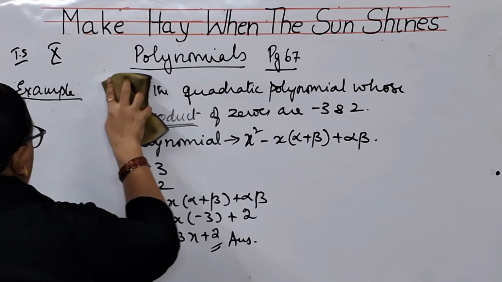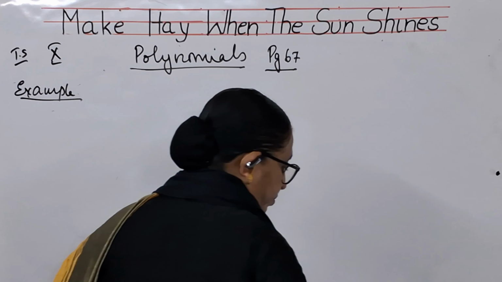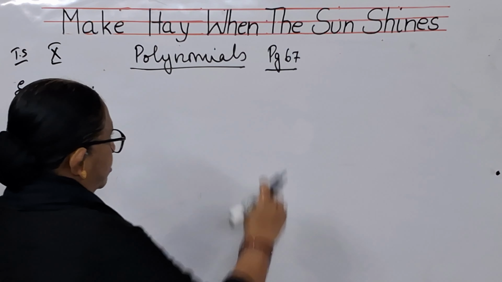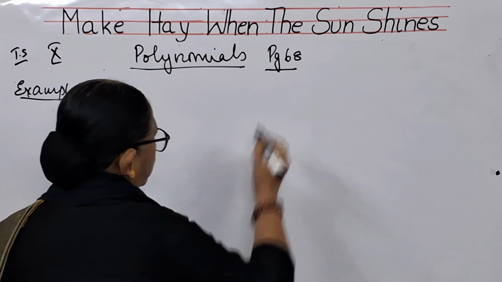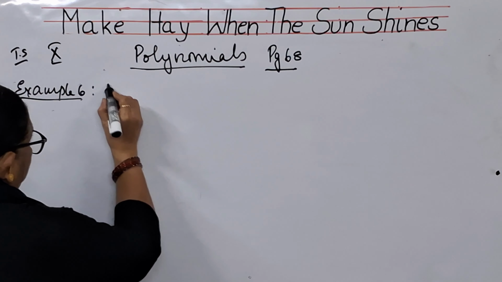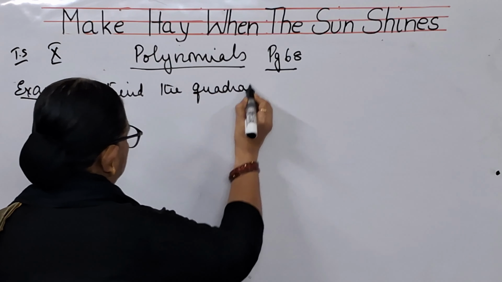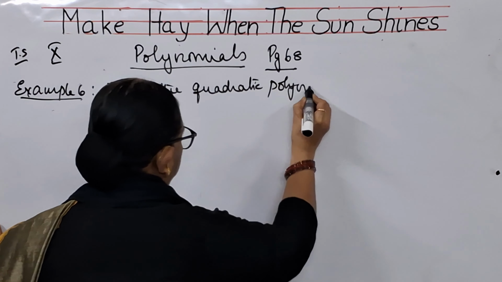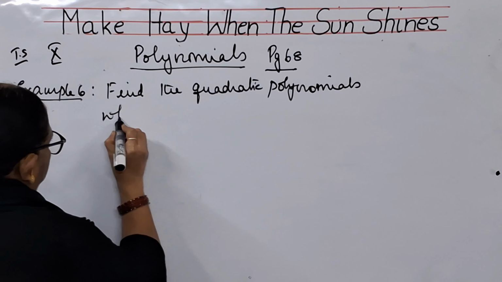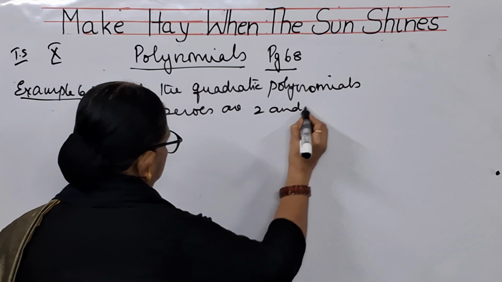Example 6. What is example 6, children? It is in page 68. Example 6 is in page 68. Find the quadratic polynomial. See here, what I said, that is given here. Find the quadratic polynomial whose zeros are 2 and minus 1 by 3.